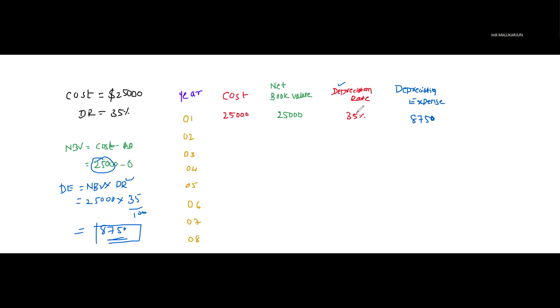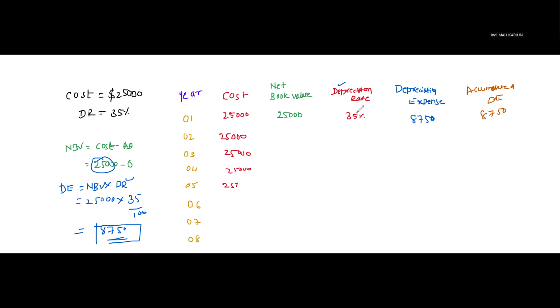Okay, now whatever depreciation expense you got for the first year is nothing but your accumulated depreciation expense. How much is it? 8750. Now for the second year, cost was the same, right? The initial cost is 25,000. This remains the same for all years, right? Cost is 25,000 for every year.